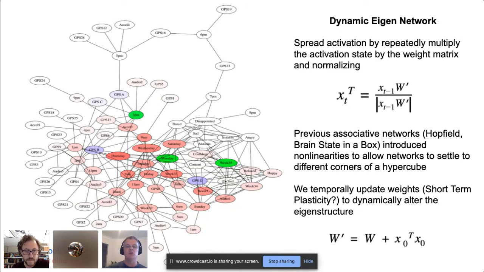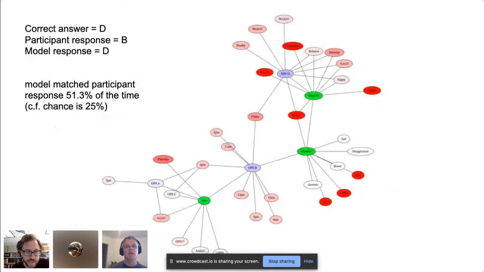So what we're doing is effectively dynamically altering the eigenstructure of the network, which perhaps might be a function of short-term plasticity. And so that allows us to have graded responses. About 4 minutes. Okay.